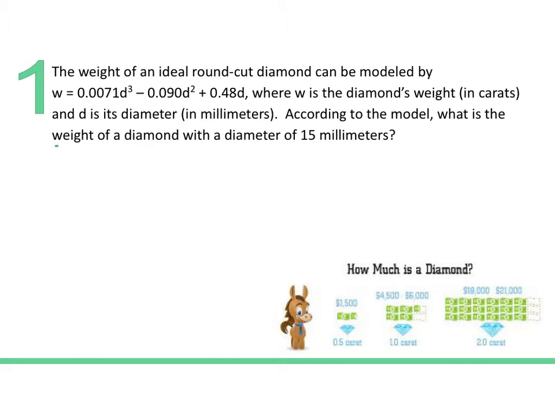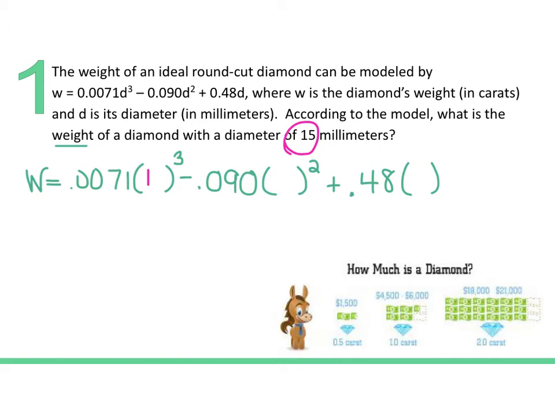So we're being asked to determine the weight when we're given that the diameter is 15 millimeters. So I really have two options here. The first would be to do direct substitution, where I take my function and I just substitute in 15 everywhere there was a D. And now I can just type this into my calculator.